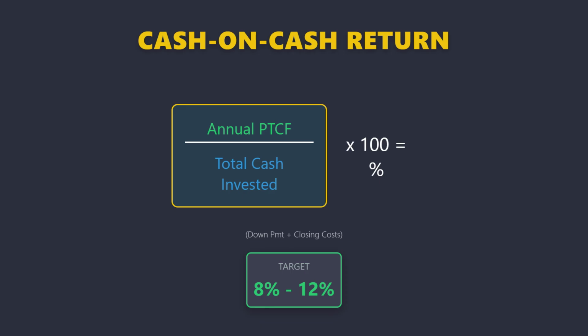This metric is superior to the capitalization rate for leveraged deals. The capitalization rate ignores the effect of debt financing. Cash-on-cash return focuses specifically on the investor's deployed capital. It is the final metric for judging investment success.